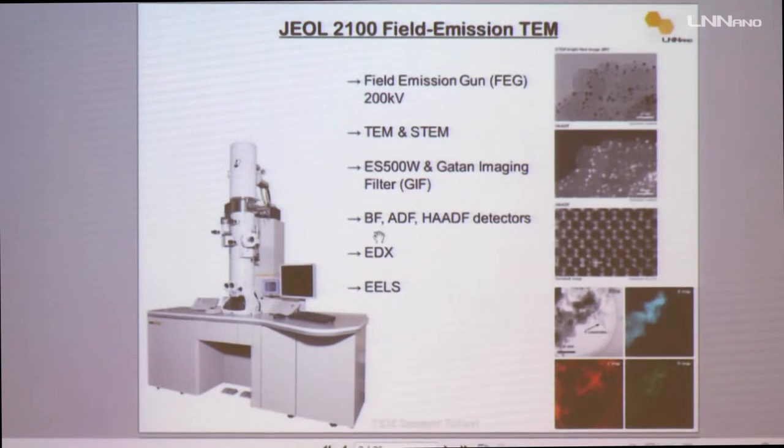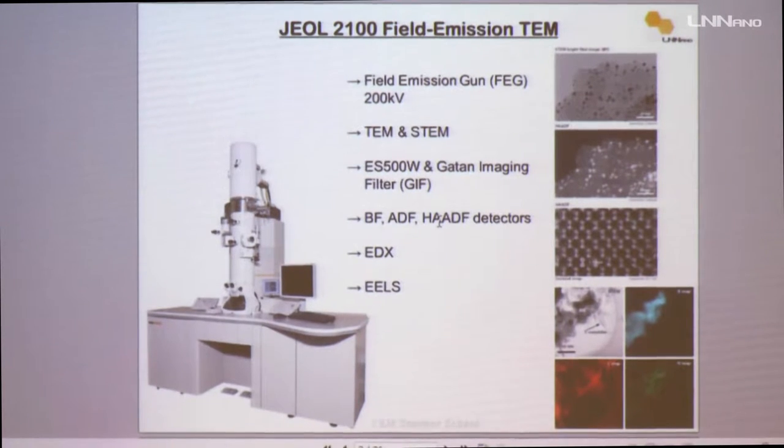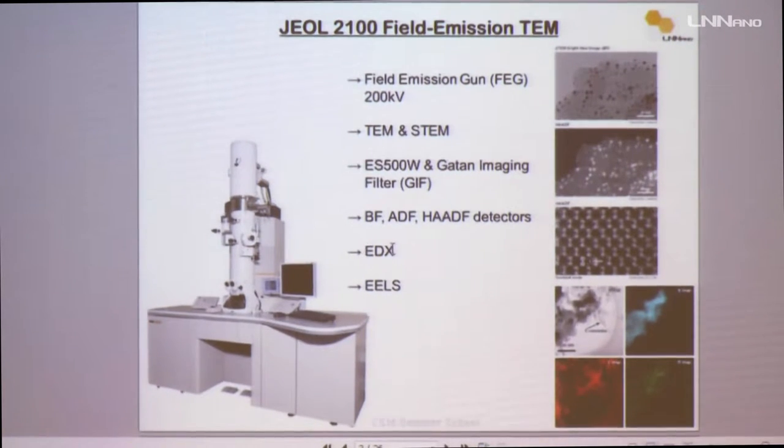As we can operate this machine in STEM mode, we can do bright field imaging and dark field imaging. And we have two sets of high angle annular dark field detectors, one from JEOL and another from Gatan. And recently, we replaced the EDS with solid state detectors, so it's much more sensitive and really very good. And of course, we can do EELS as well with really good resolution. These are some of the images that we acquired: bright field image, dark field image, and atomic resolution imaging. And these are the maps that we can obtain using this microscope.